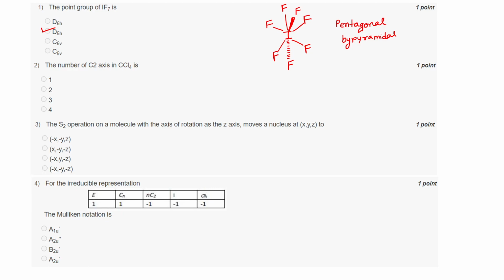Then the number of C2 axes in CCl4. CCl4 is, as you know, a tetrahedral molecule, right? So what is going to be the answer? How many C2 axes are there in CCl4 or a tetrahedral case? I guess you have guessed it correctly. There are 3 C2 axes, but they are not along the bonds. Let me draw it maybe. So one along here, along here.